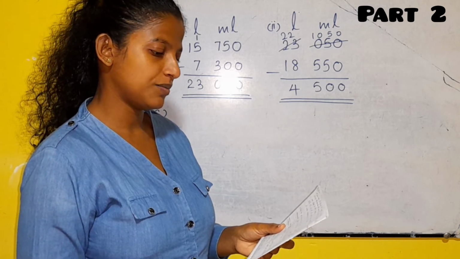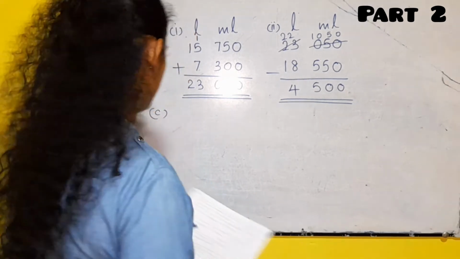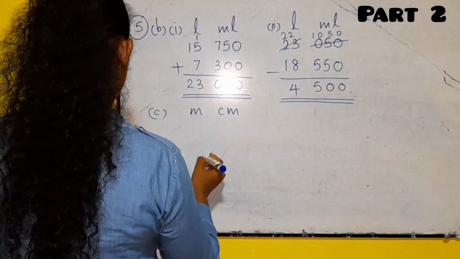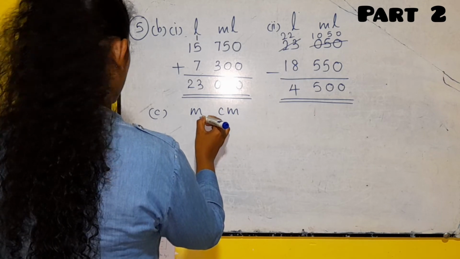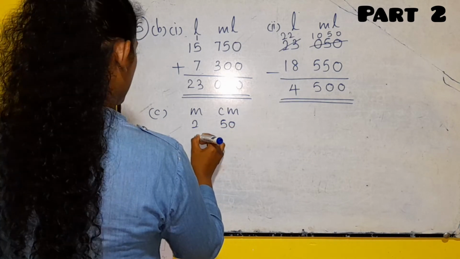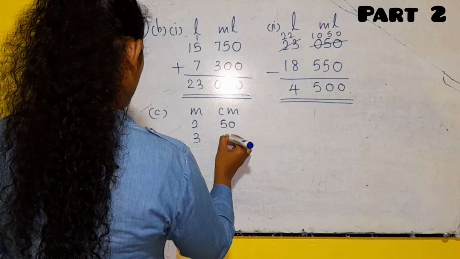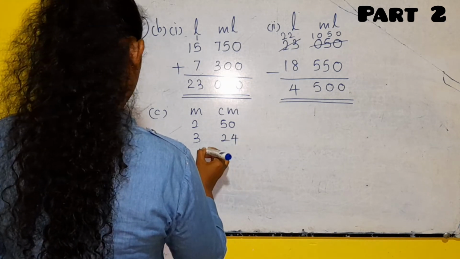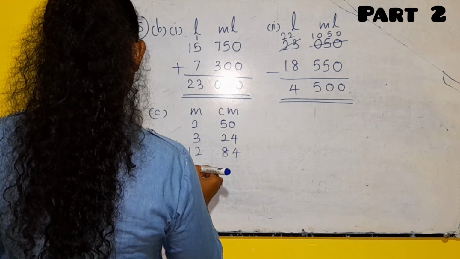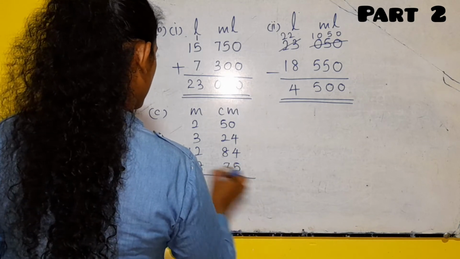When finding the perimeter, you have to take the addition of the surrounding lengths here. So these are given in meters and centimeters. You have to take the addition. 2 meters, 50 centimeters, then 3 meters, 24 centimeters, 12 meters, 84 centimeters, then last one 8 meters, 75 centimeters. Take the addition.